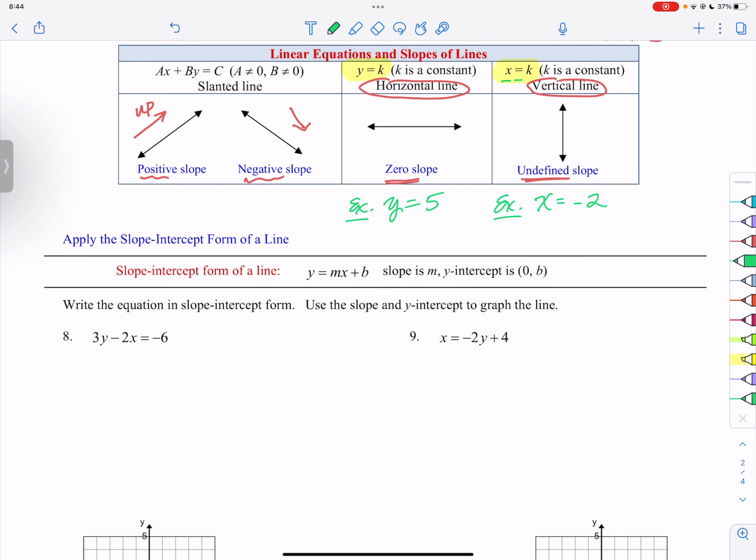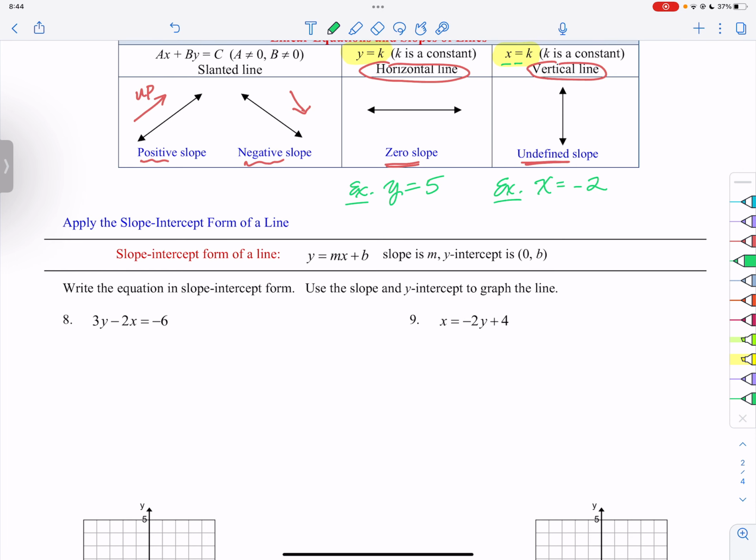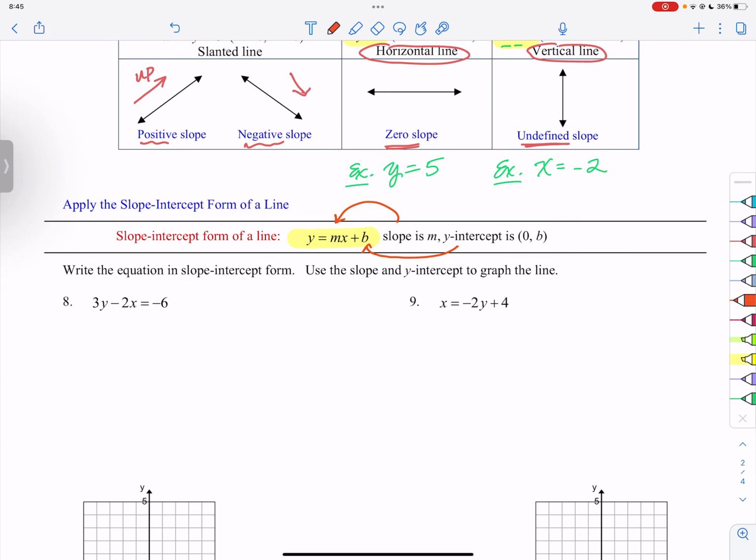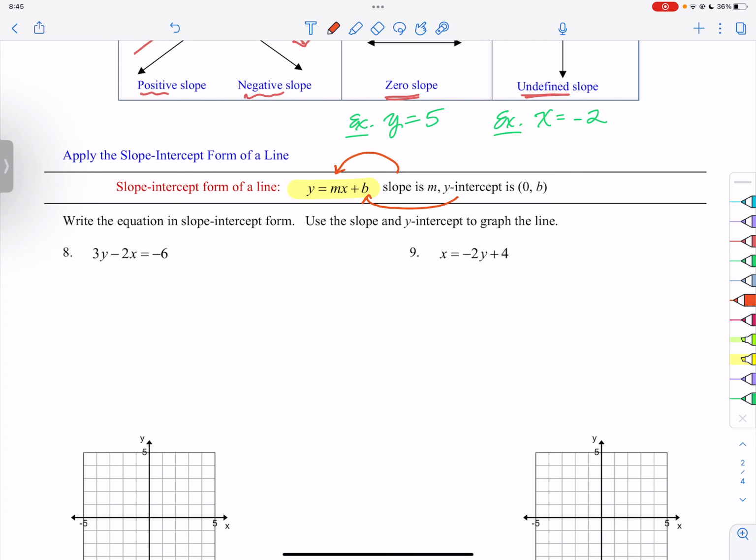Okay, so now let's look at another form of an equation of a line. Now we have what we call the slope-intercept form. And yes, the slope is m, and the y-intercept is b. Okay, and the point generated is (0, b) from that intercept.